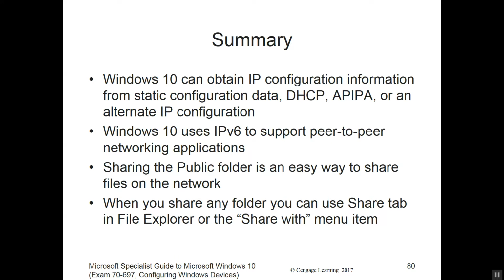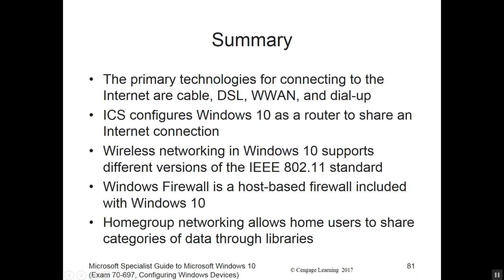Sharing the public folder is an easy way to share files on a network. When you share any folder, you can use the Share tab. It's in the File Explorer or the Share With menu item. The primary technologies for connecting to the internet are cable, DSL, wireless wide area network or WWAN, and dial-up. ICS configures Windows 10 as a router to share an internet connection.